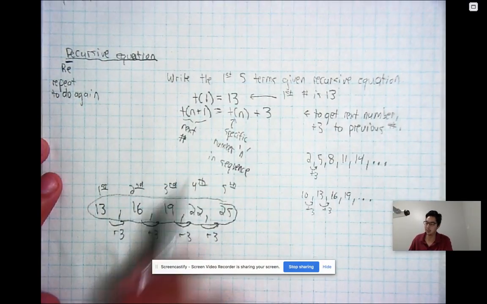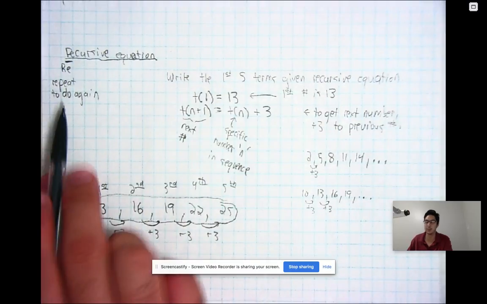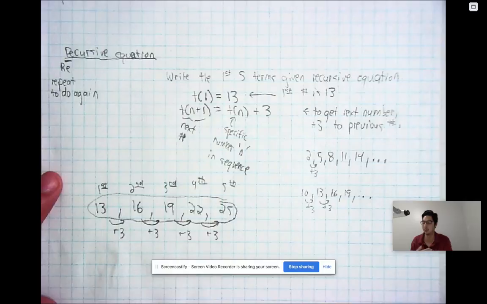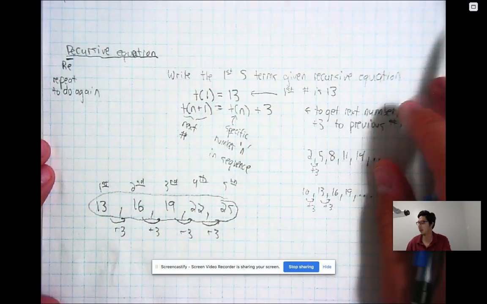Notice how we use this fact to keep adding 3. We repeated it, we kept doing it again. That's why it's called our recursive information. You keep doing it over and over again.